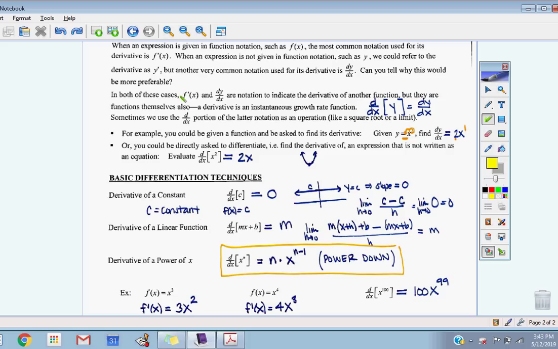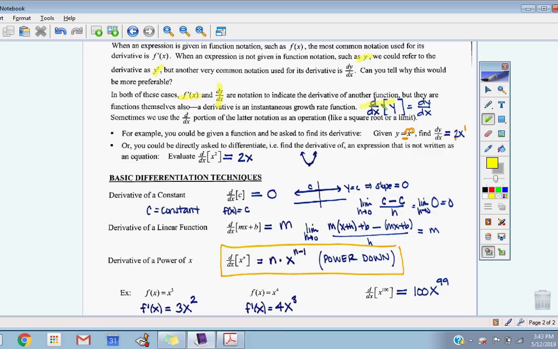So f prime, like we've been talking about here, would just be the derivative of x, right? Well, we're going to see, and we talked about this in our notes, dy over dx just means the derivative of y with respect to x. So basically, if we have an equation like y, we could definitely say y prime, but you'll see it a lot of times dy over dx.